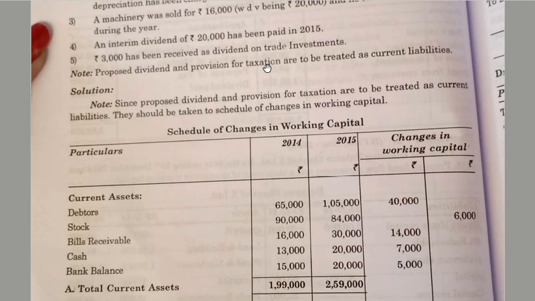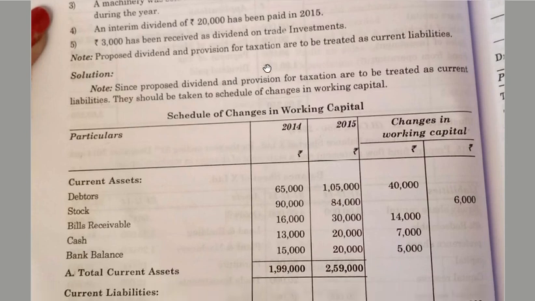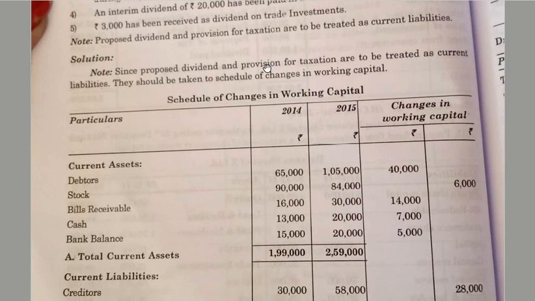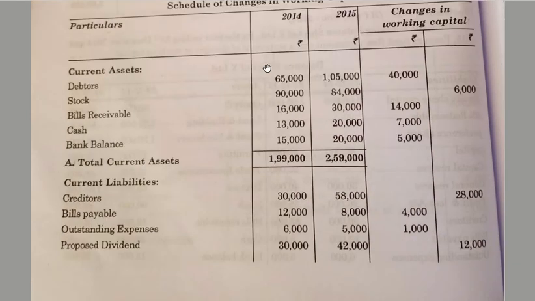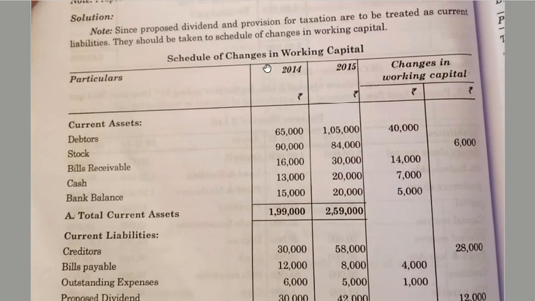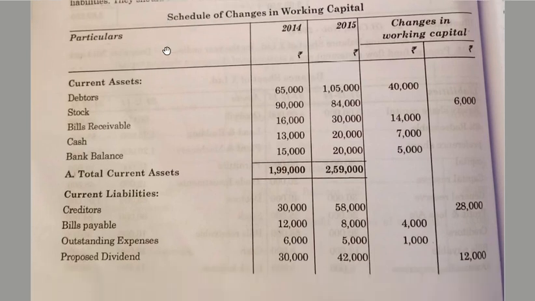So cash is going out, so it will be to dividend account and your adjusted profit and loss account, and dividend paid will be your application of funds. 3,000 has been received as dividend, so it will be dividend received account as your sources of funds. So if you see in this, since proposed dividend and provision for taxation are to be treated as current liability because they do not have any adjustments given and they have your opening and closing balance, you can treat it as a current asset or a current liability respectively. They should be taken in your schedule of changes in working capital.